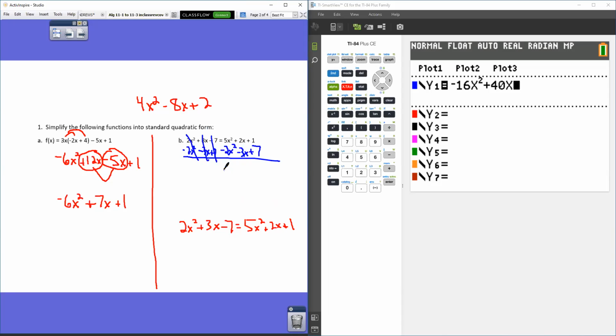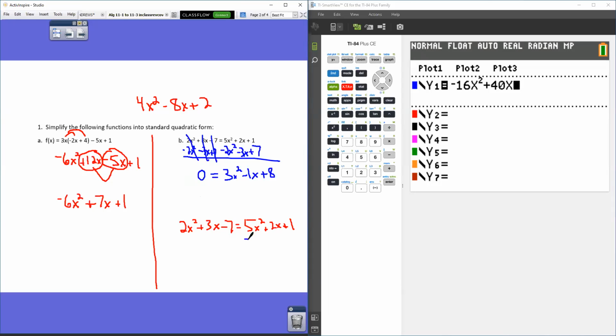5x squared minus 2x squared is 3x squared. 2x minus 3x is negative 1x. 1 plus 7 is 8. So you always set that equal to 0. Everything canceled out on that side. So it would be 0 equals all of that.